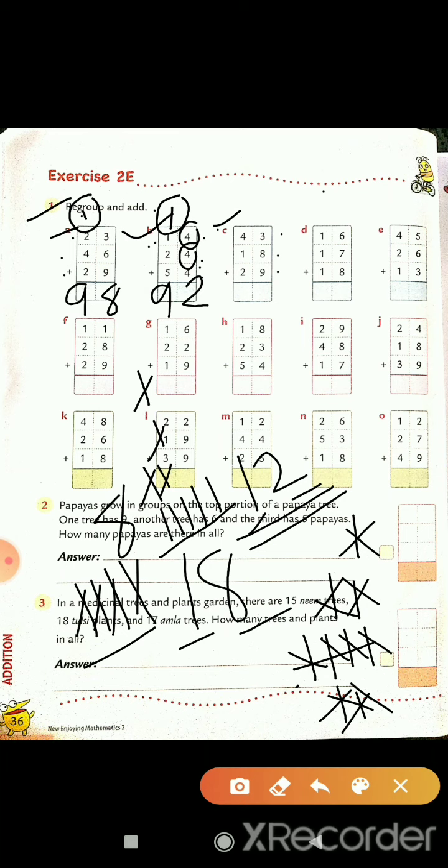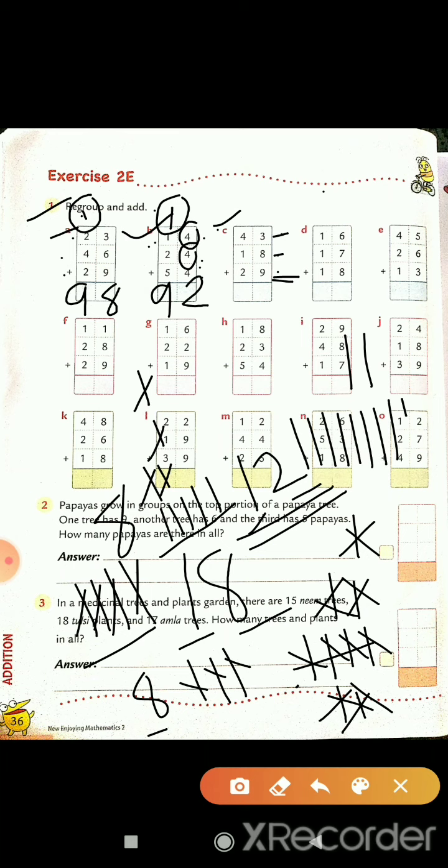Next, 43, 18 and 9. First we can add 3 and 8 together. So 8 and then after 1, 2 and 3. What comes after 8? 9, 10 and 11. So when we add 3 and 8 we get 11 and then 9 is remaining. So we need to add 9 to 11. What comes after 11? 12, 13, 14, 15, 16, 17, 18, 19, 20. So our answer here is 20.